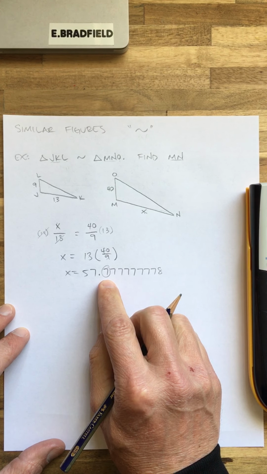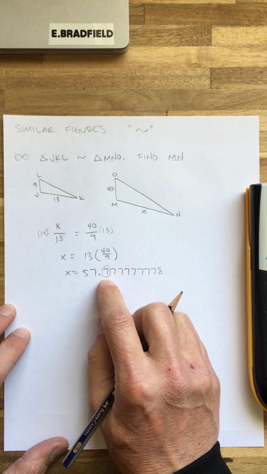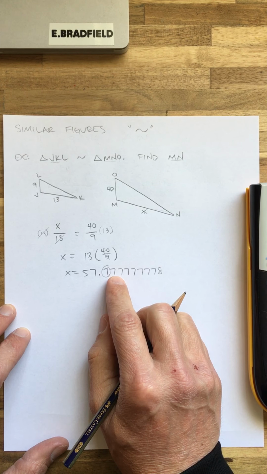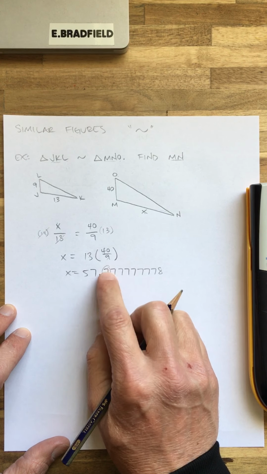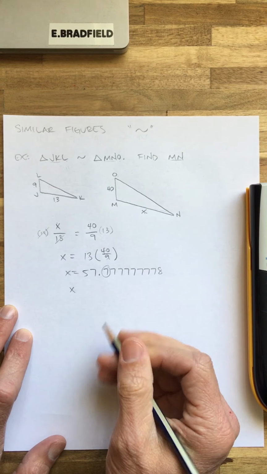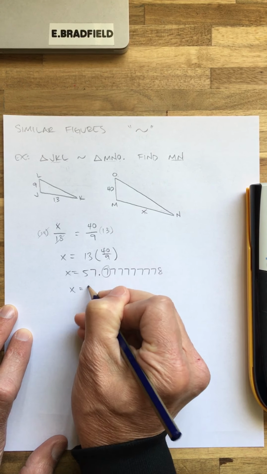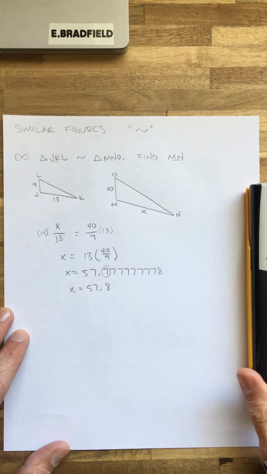That's the tenths spot. And what you do to round it is you look at the next spot over, in this case, the hundredths spot. Since that number is 7, it's bigger than 5, you're going to round this number up. So your answer on Delta Math is going to be x equals 57.8. Okay, that'll be the answer.